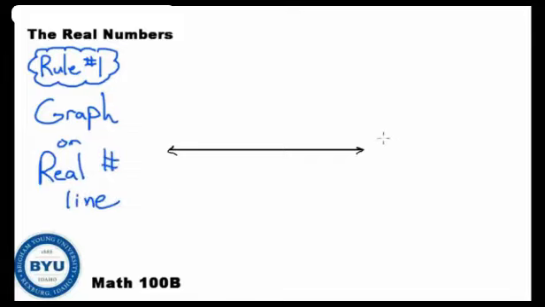Here's my real number line, and we are allowed to graph any number. We can graph the number 3. And so I can put 0, 1, 2, 3, 4, and if I want to graph the number 3, we just put a dot on number 3. It's important that you remember to label. If you don't label, we may not know exactly what you mean.